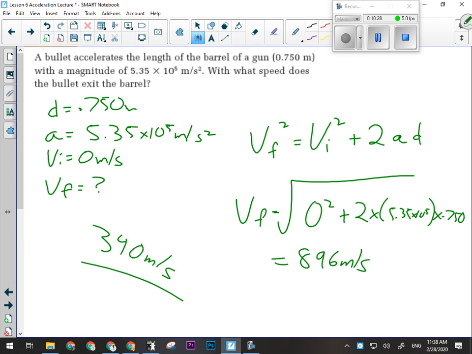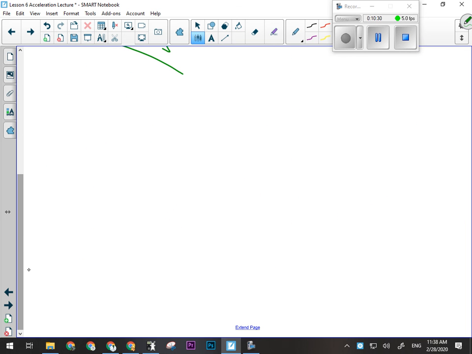All right, now let's have a look at some manipulations of that formula. So our initial formula was VF squared equals VI squared plus 2 times A times D. If I wanted to manipulate for VI, what would I do?